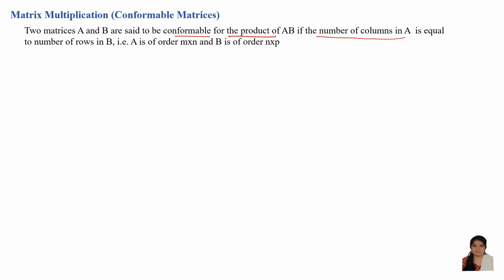That is, suppose we have a matrix A of order m cross n, and B is of order n cross p. Suppose matrix A has m rows and n columns, and matrix B has n rows and p columns. Here the columns of matrix A and the rows of matrix B are the same, then we can perform matrix multiplication on such matrices. So when do we perform matrix multiplication? When the number of columns of matrix A is equal to the number of rows of matrix B.